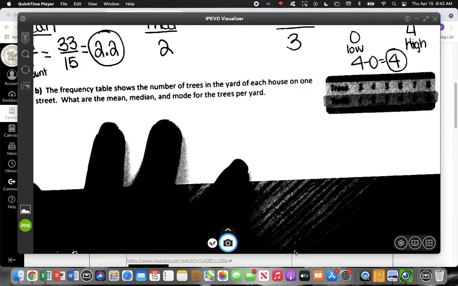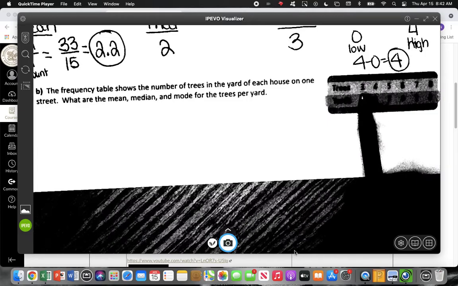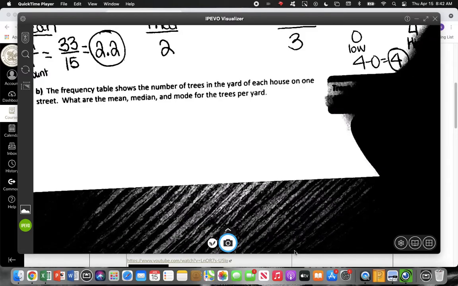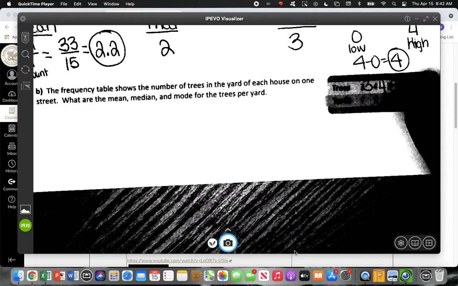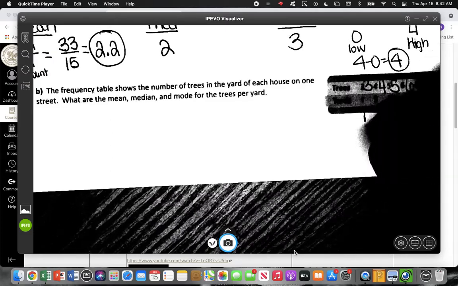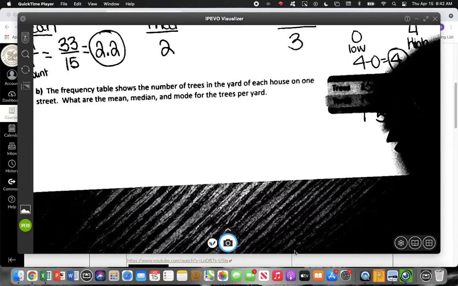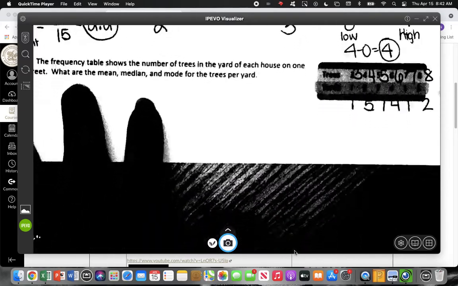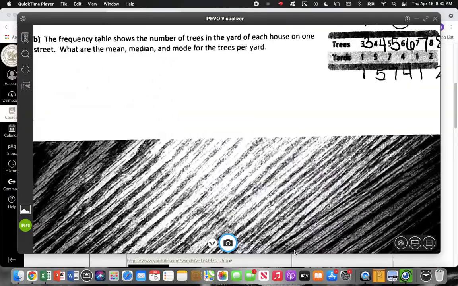All right, so I am actually going to rewrite those, because it's a little hard to see on this black and white. All right, now it's showing up, not too bad.